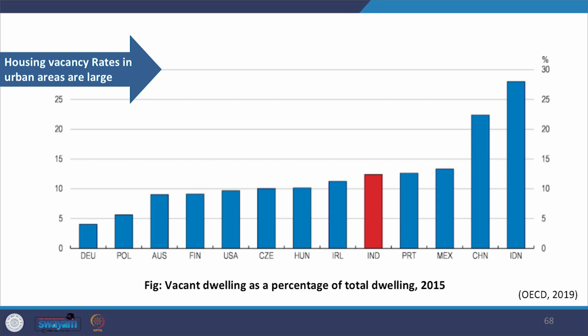In the cities, we also see that many dwelling units remain vacant. The 2011 census showed 11 million vacant urban housing units in the country. We can see in the figure that the housing vacancy rates of 2015 in the country were lower than in other emerging economies, but we were higher than the advanced OECD countries.